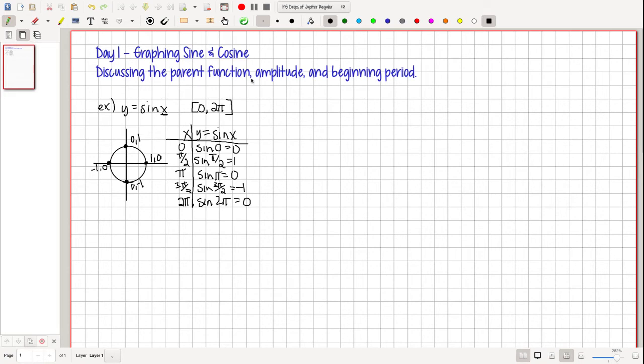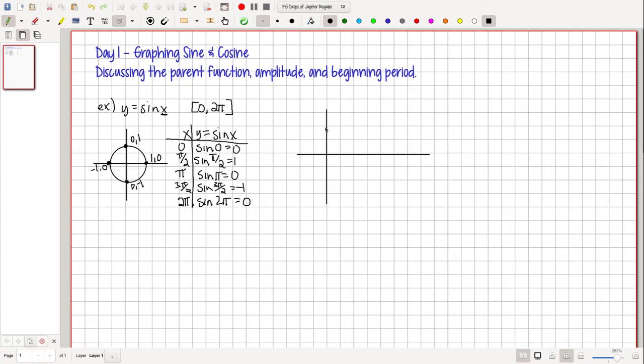Okay, so I was trying to get that to line up. Let's try that again. Bear with me here. Okay. And this one's not going to be as pretty, but we will go with it.